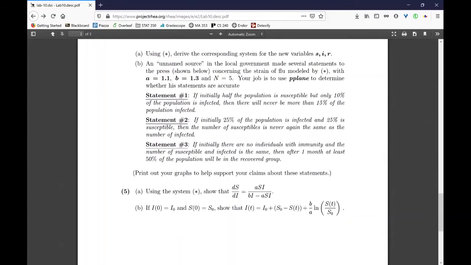Now, our statement was that after 1 month, at least 50% of the population will be in the recovered group. This is true because after 1 month, we see that approximately 67% of the population will be in the recovered group.